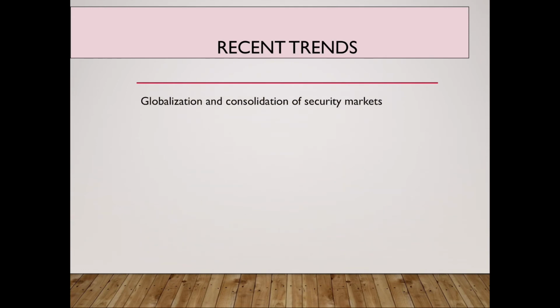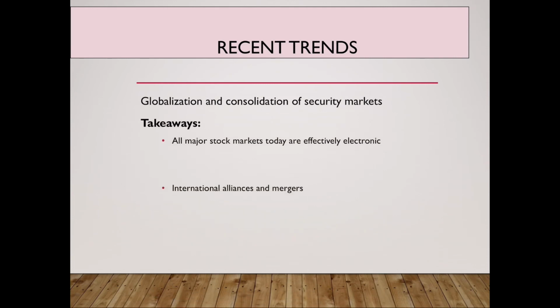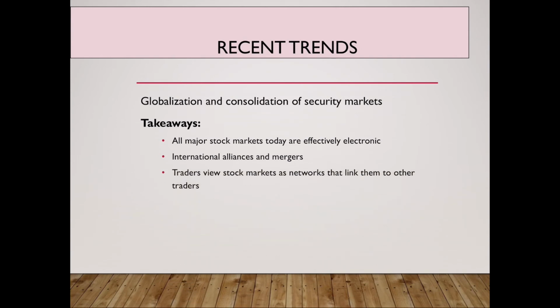So, globalization and consolidation of security markets takeaways. First of all, major stock markets today are effectively electronic, which creates international alliances and mergers. Traders view stock markets as a network that links them to other traders, and you can benefit from economies of scale with these alliances and mergers. Companies want to go beyond their national borders when they raise capital because that will give them much more access to funds.